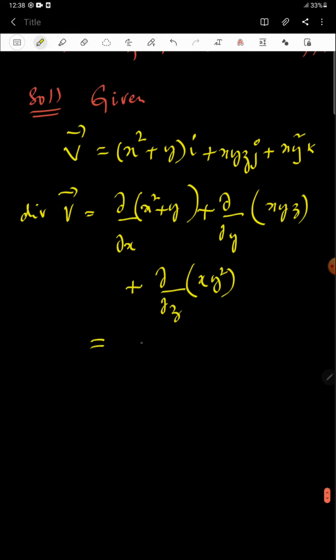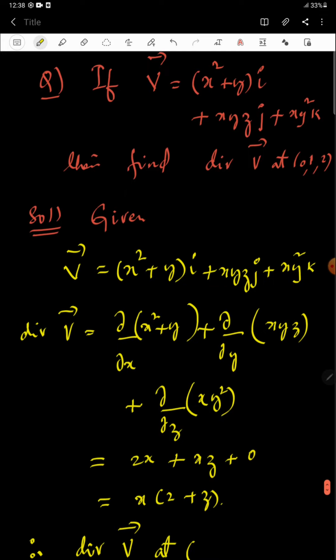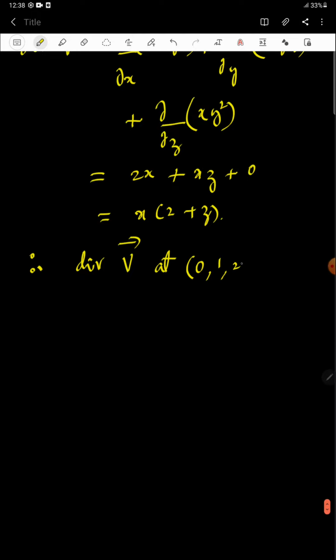Now with respect to x, that will become 2x, plus with respect to y, xz, since z is a constant, and with respect to z, the derivative of xy square is 0, so it is just 2x plus xz. Therefore, the value of divergence of the vector v at the point (0, 1, 2): x value is 0, so 2 times 0 plus 0, so finally it is equal to 0.